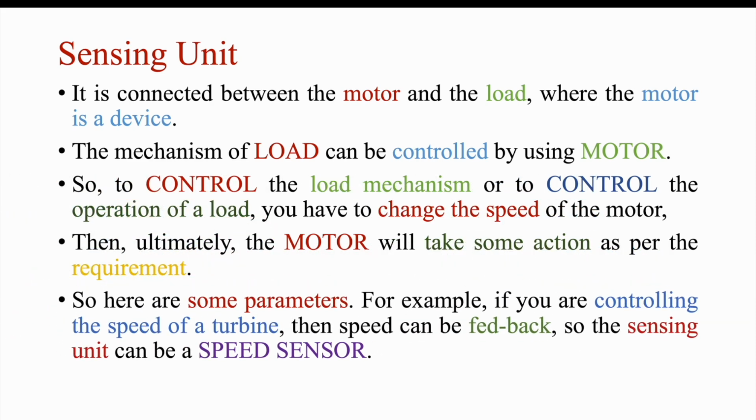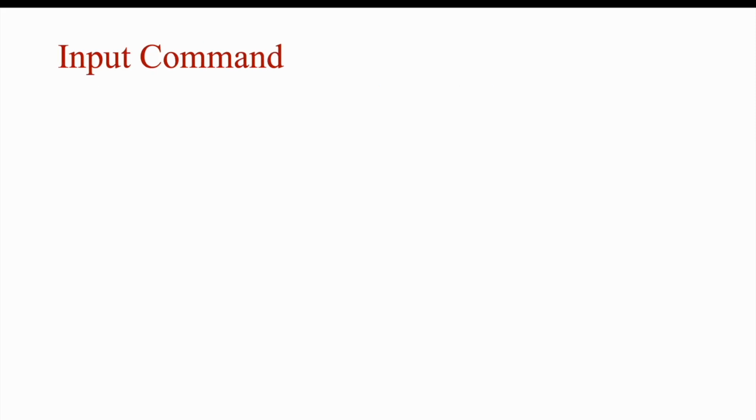So here are some parameters. For example, if you are controlling the speed of a turbine, then speed can be fed back. So the sensing unit can be a speed sensor, depending on the type of application that you are using. If it is temperature, then you use a temperature sensor.